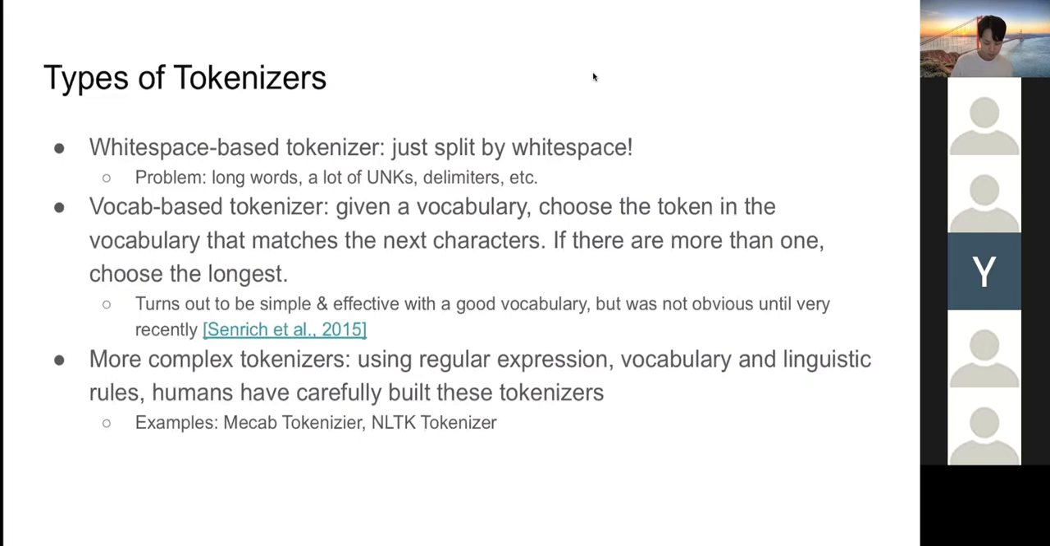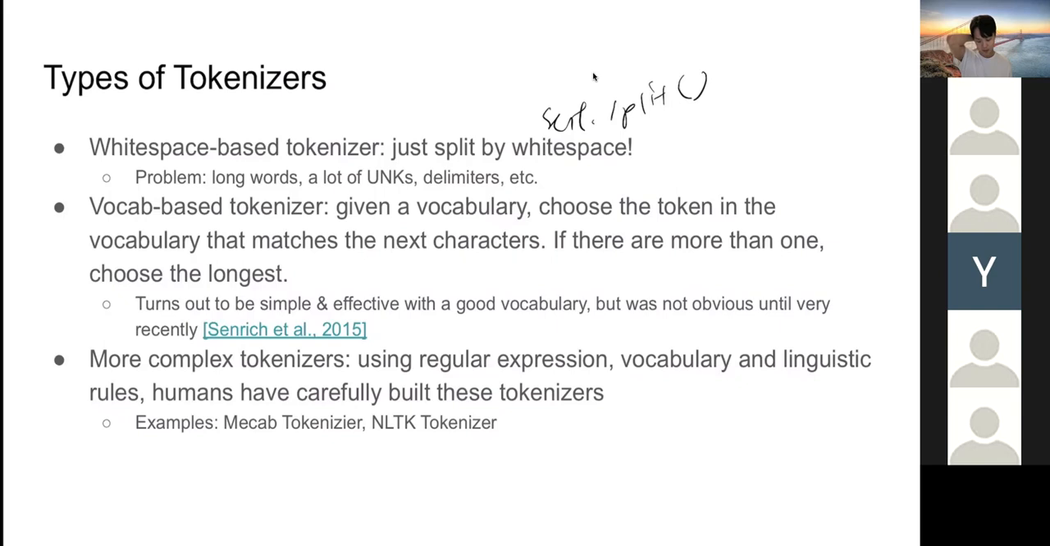Now, what kinds of tokenizers are there? We talked about white space based tokenizers, which split by just white space. It's very simple, just call split and close your parentheses, that's it. But there are a few issues with this. We saw that if the word is long or there are hyphens in the middle, and also it will cause a lot of UNKs. You cannot compare between, for instance, uppercase T and lowercase T words. There are also delimiters like apostrophes, commas, and other punctuation that cannot be handled.